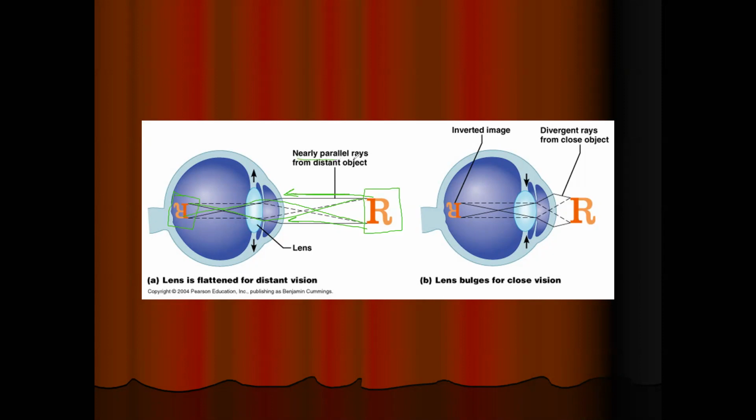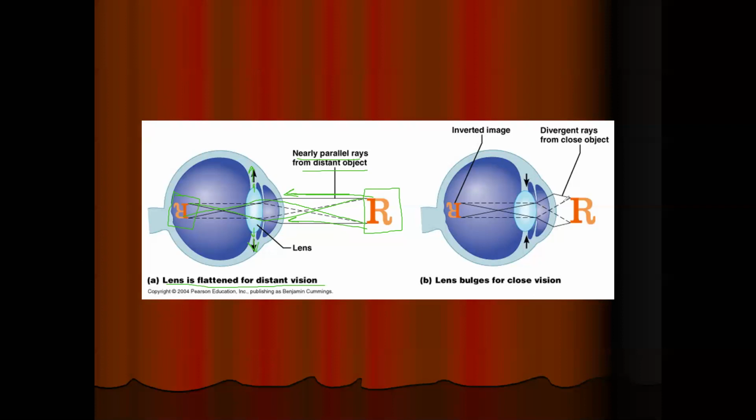Like it says, nearly parallel rays from a distant object means that the ciliary body is going to relax and the suspensory ligaments are going to pull on the lens and make it long and skinny. So the lens is flattened for distant vision. And that's why your eyes don't get tired when you look at things far away. When you're in the movie theater for a couple hours watching a movie, as long as you're not super up close to the screen, your eye muscles won't be tired.